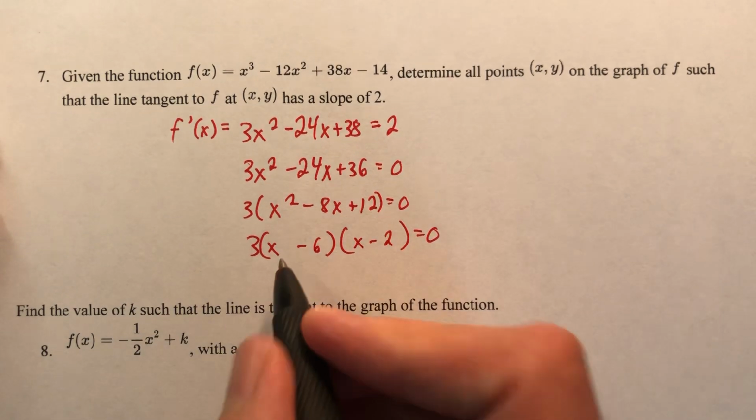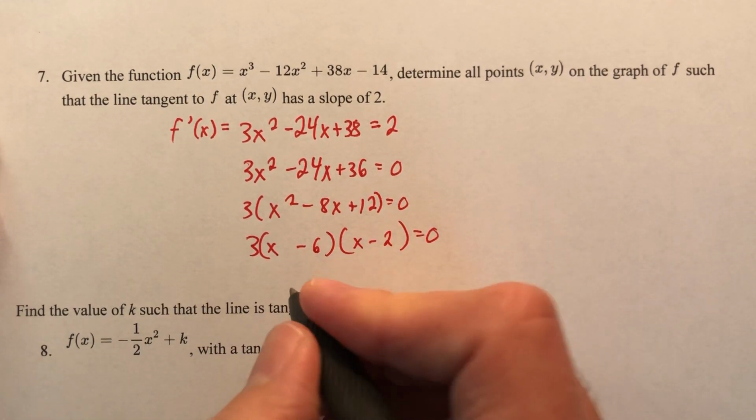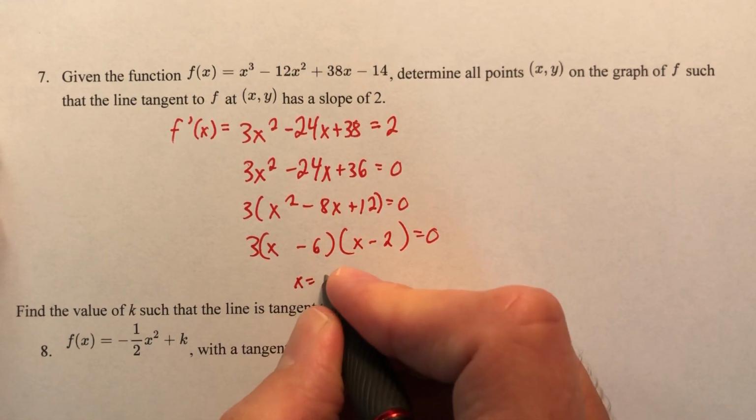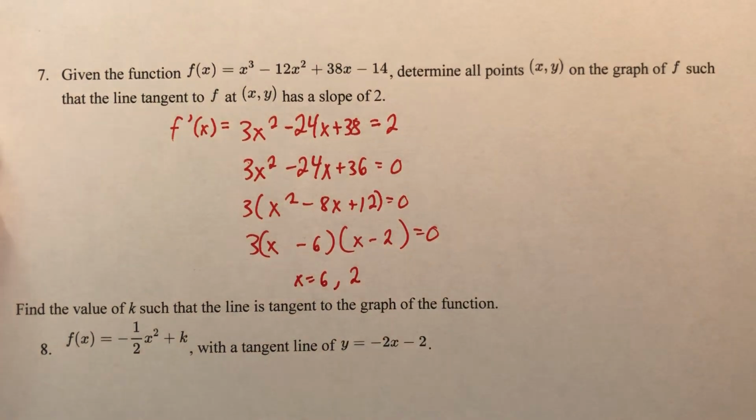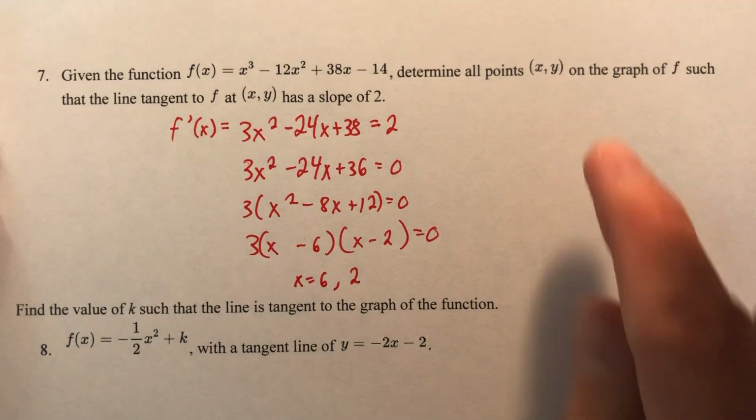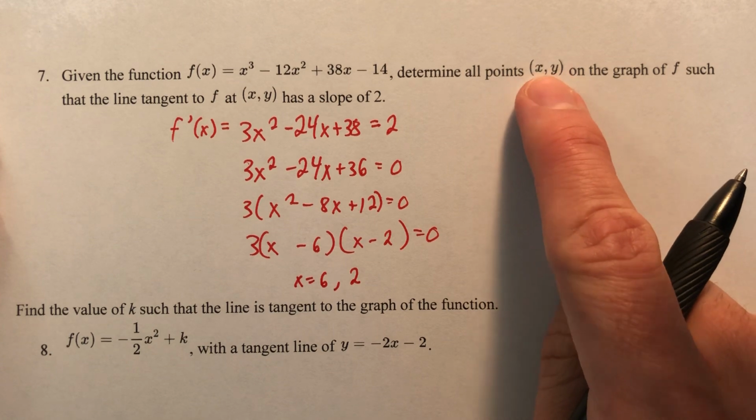Okay, so 3 equals 0? Well, no, it doesn't. X minus 6 equals 0. That's possible. X minus 2 equals 0. There we go. Now, those aren't my answers. Those aren't my final answers. That might be some partial credit, maybe somewhere. However, final answer is a coordinate.